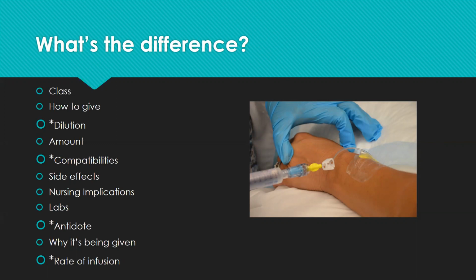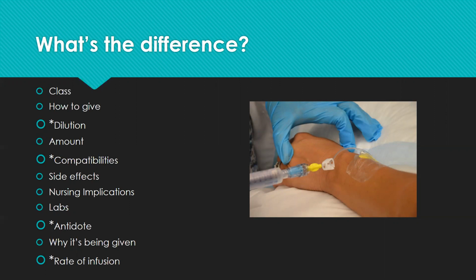So a lot of those are the same as our IV piggybacks, but the biggest additions or things to remember in comparison to oral medication administration are the dilution and the compatibility. So we're always looking up and comparing what's already hanging to what we're going to be giving, or if we're going to be giving back-to-back medications, is it compatible? Because we don't want any reactions or crystallizations in the IV tubing.